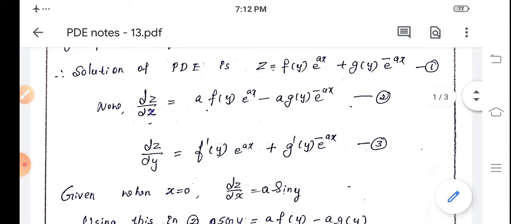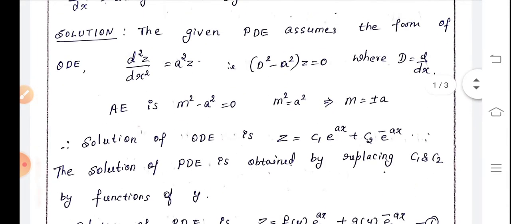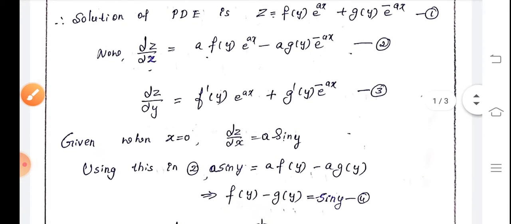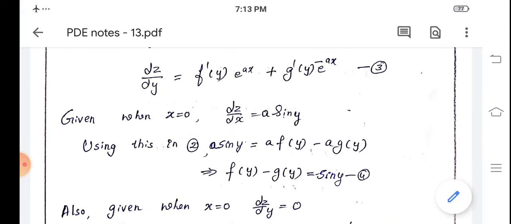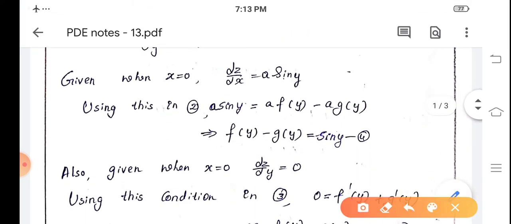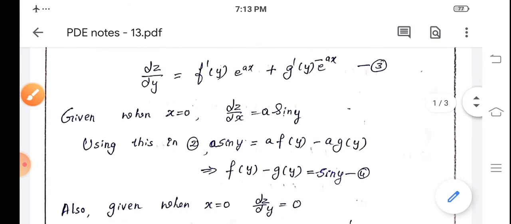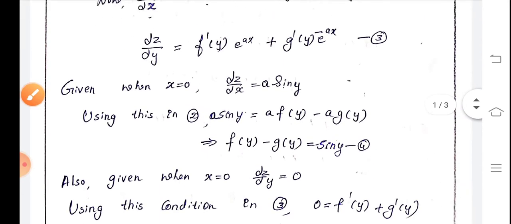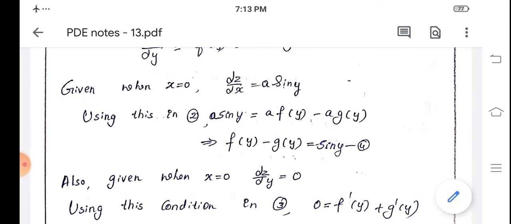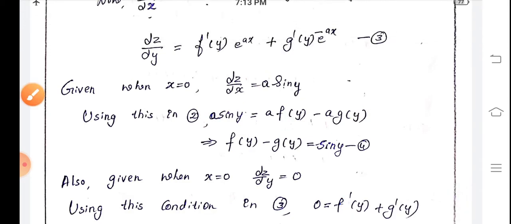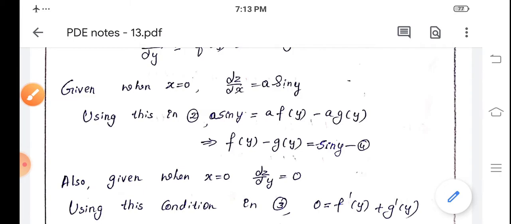Now we can make use of the given conditions. Given that when x = 0, ∂z/∂x = a sin y. So using this condition in equation number 2, we write a sin y equal to, in the right hand side we put x = 0, then we obtain a f(y) − a g(y). Now we write it as f(y) − g(y) = sin y. Take it as equation number 4.